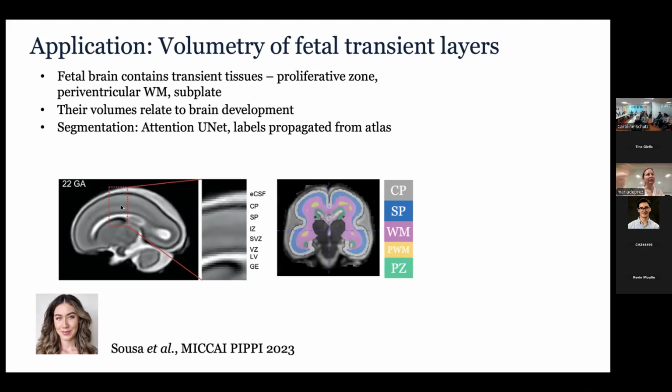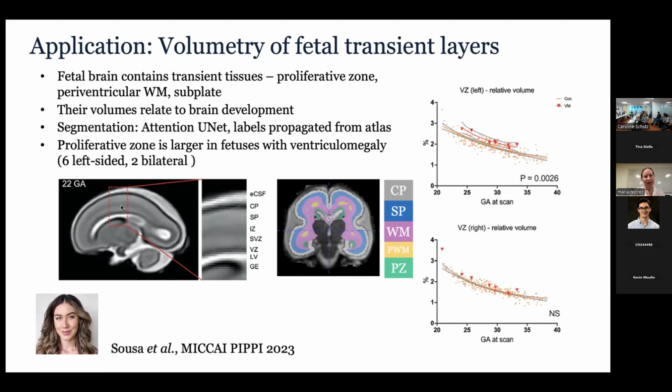And then we propagate the labels from the atlas into the images, and we train the network with these propagated labels. Attention U-Net is our favorite because it's a little sharper than the classical U-Net. Then Helena has done some volumetry with it, and we had a few subjects with ventriculomegaly, so we wanted to see what happens to the volumes. We already knew that cortex gets bigger in ventriculomegaly because Vanessa found that a while ago. But we found that the proliferative zones do too, primarily on the side where there is ventriculomegaly. So they are mostly left-sided.